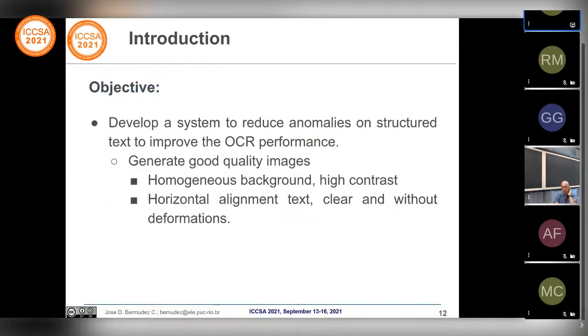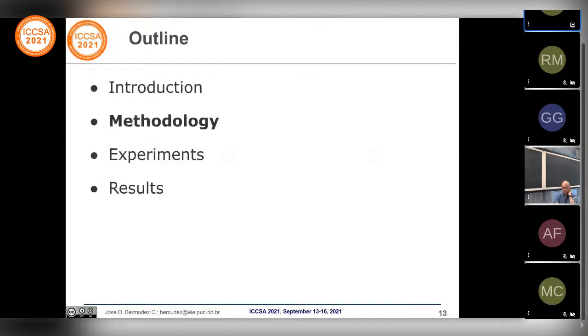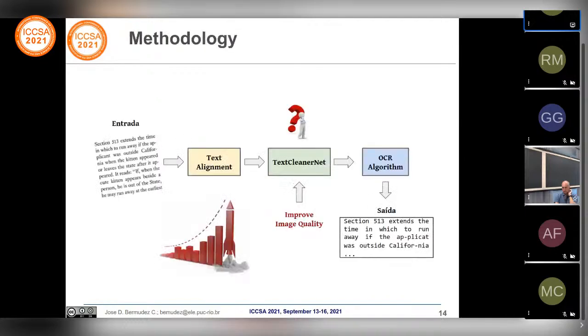So the objective of our work was to develop a system to reduce the anomalies on structured text to improve the OCR performance. The idea was to generate good quality images with homogeneous background, high contrast, horizontally aligned text, clear and without deformation. In our methodology, the text alignment test is basically a convolutional neural network that was trained in order to detect the orientation of the text.